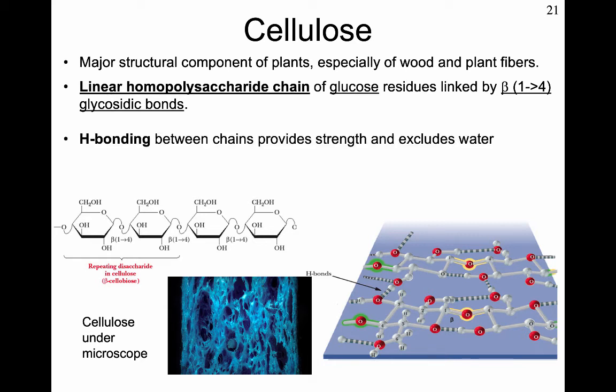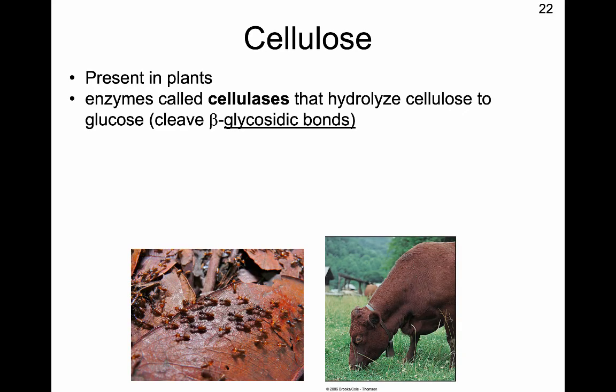So you have these linear homopolysaccharide chains, and that's really important because you can have hydrogen bonding between the chains, and that's going to provide strength for the cellulose structure as well as exclude water. That way cellulose is insoluble. These chains result in a very flat, sheet-like structure. Cellulose is present in plants, and the enzymes that hydrolyze cellulose are called cellulases. They cleave the beta-glycosidic bonds.